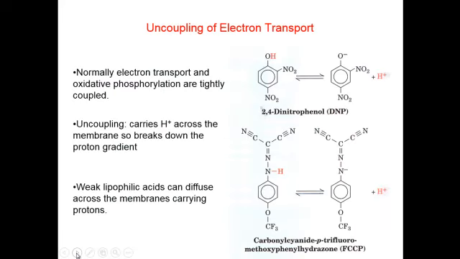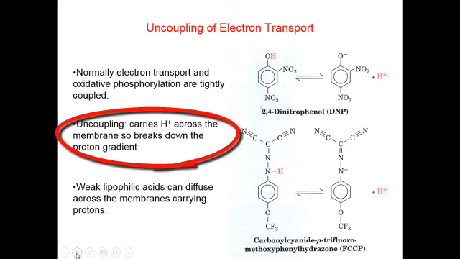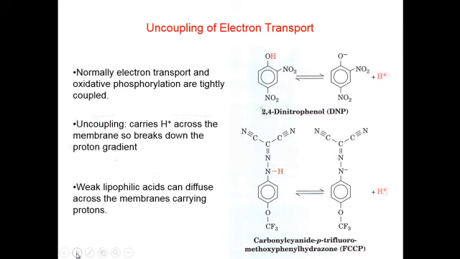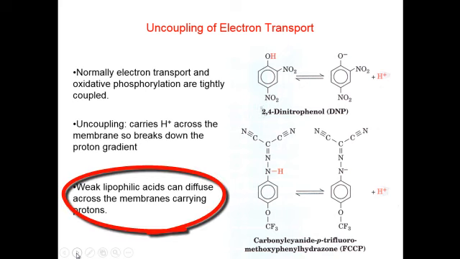It is possible to uncouple electron transport from ATP synthesis. So normally electron transport and oxidative phosphorylation are very tightly coupled. In other words, the proton gradient that is established is only allowed to re-equilibrate by passing through the channel of ATP synthase. However, uncoupling is a process of allowing those protons across the membrane in a way other than through ATP synthase. So this effectively breaks down the proton gradient without producing energy. The kind of drugs that can do this are generally these weak lipophilic acids.